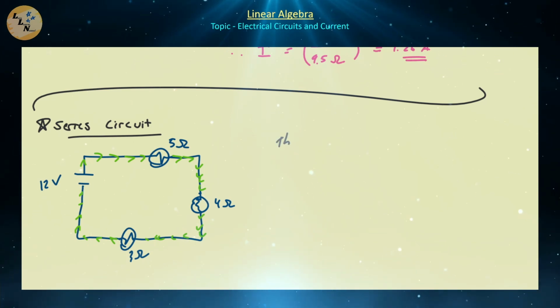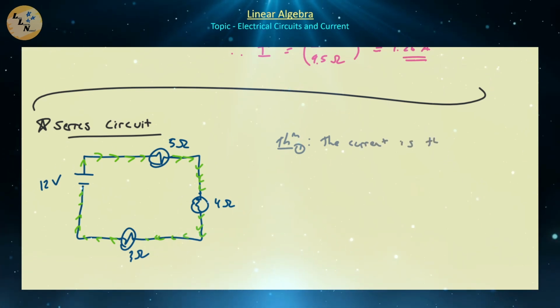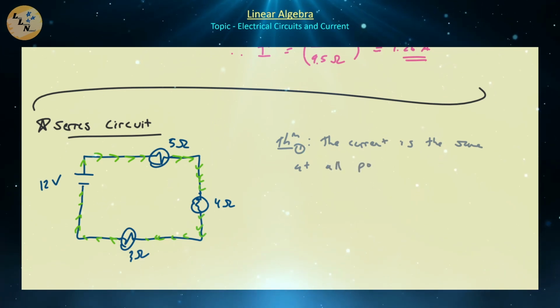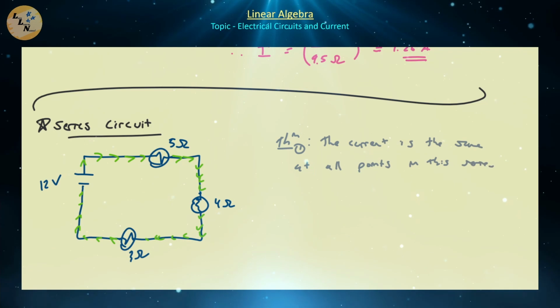Now, there's a theorem, which we're not going to prove here, that relates the current, resistance, and voltage of that battery, which is sort of viewed as an extension of Ohm's law. So it says this. It says that the current is the same at all points in this series circuit.